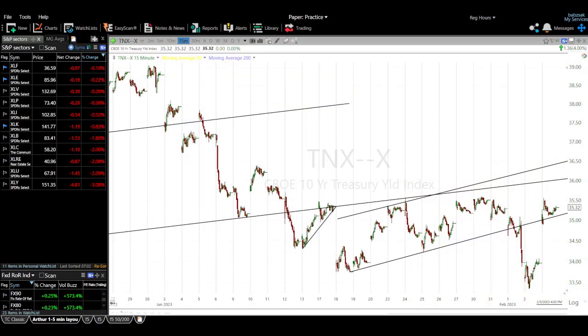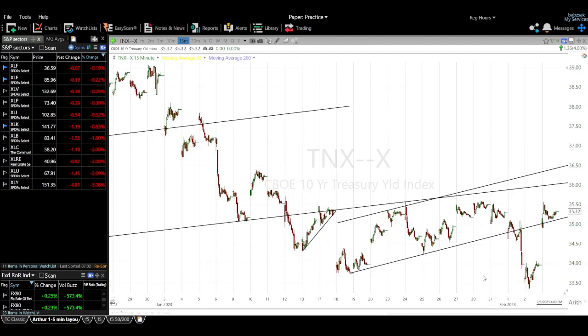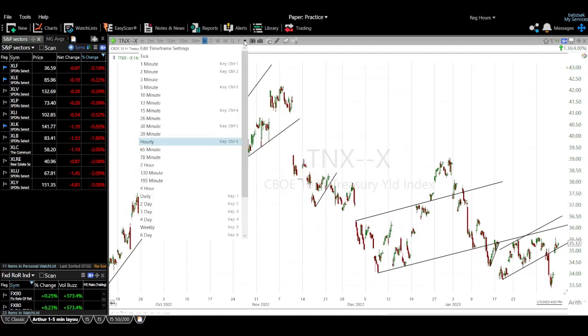So you should be looking at the 10-year yield. And I want to take this off log scale. Let me zoom out a little bit so you can see what's happening here. And this is a 60-minute chart. I'm going to go to a 2-hour chart.